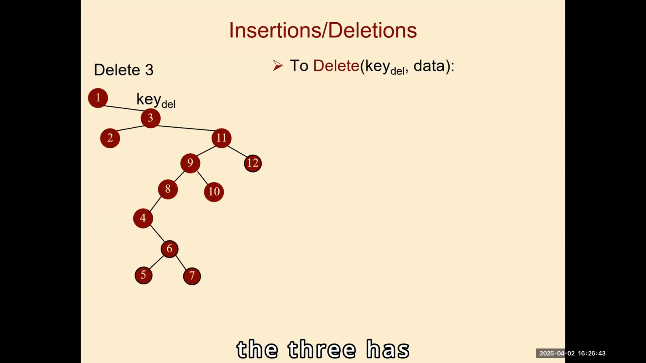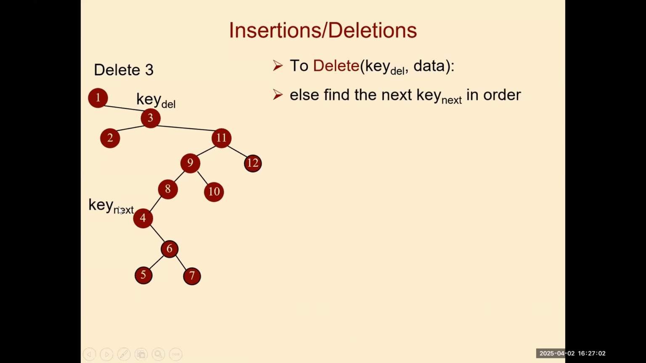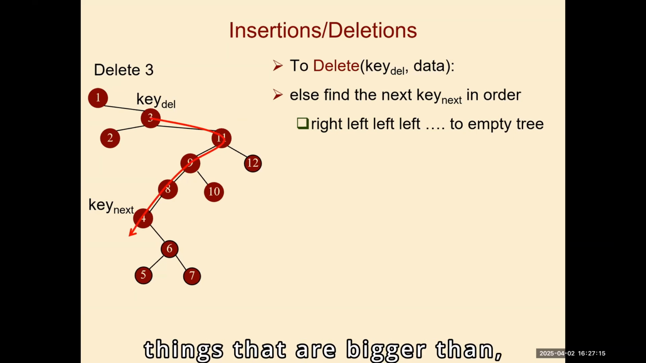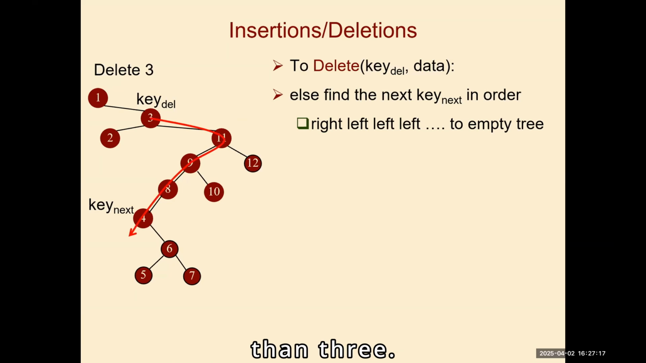All right, so now, what happens if we want to delete the 3? Well, the 3 has 2 children. So if we deleted it, now we have 2 things to deal with. So what we're going to do is find the smallest thing that's bigger than 3. So how do you do that? You're going to go bigger, you go right. From 3, you go over to 11. Now you're in the tree of all these things that are bigger than 3. But we want the smallest such thing.